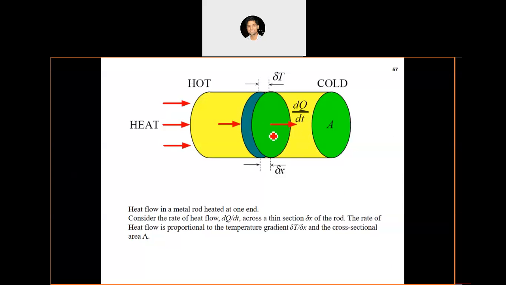The definition of heat flux, dQ by dt, which is the rate of heat transfer. In this picture, what we are showing is that the heat is getting transferred from the hotter side to the colder side. This is a cylinder, and dQ by dt, perpendicular to this cross section, depends on delta T by delta x as well as the cross sectional area, right? I think you must have already seen this.